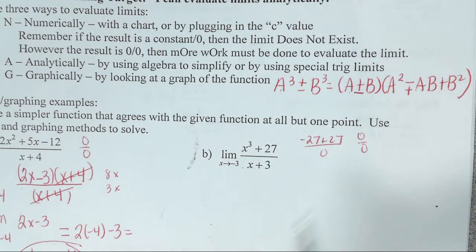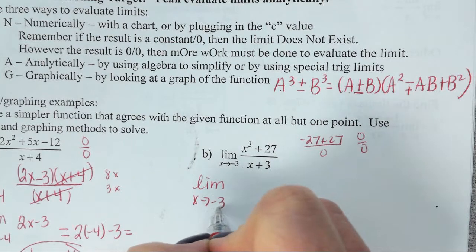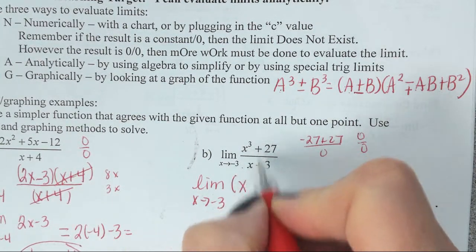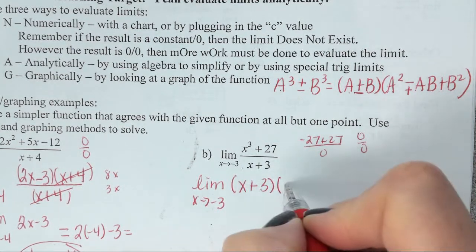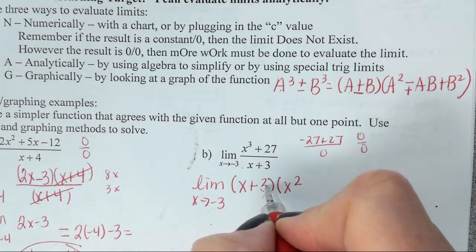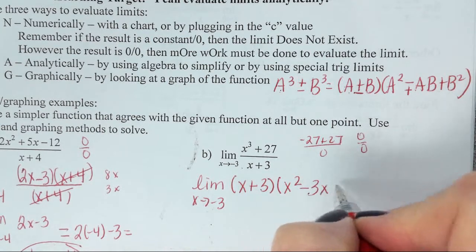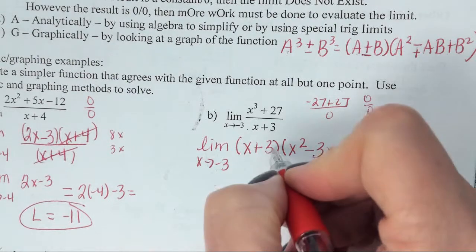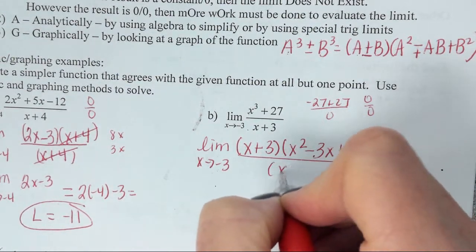So looking down at our problem, if I want to factor this, I've got the limit as x approaches -3. I'm going to factor this, so I do the cube root, that sign, cube root. Then I'm going to have to square this, multiply these two because this is a and this is b, so it's going to be minus a times b, which is 3x, and then it's plus b squared. Here's b, so plus 9. All over x plus 3.